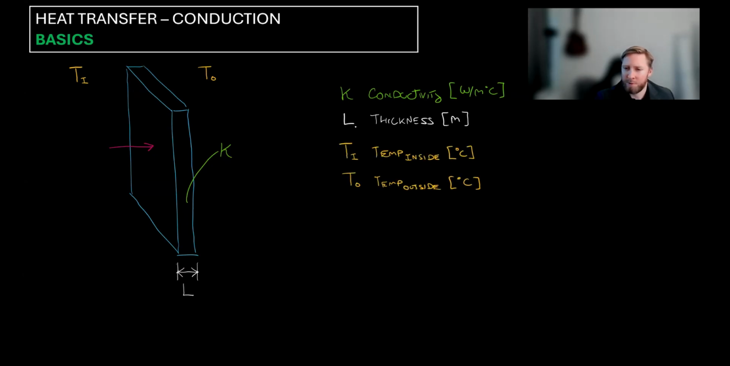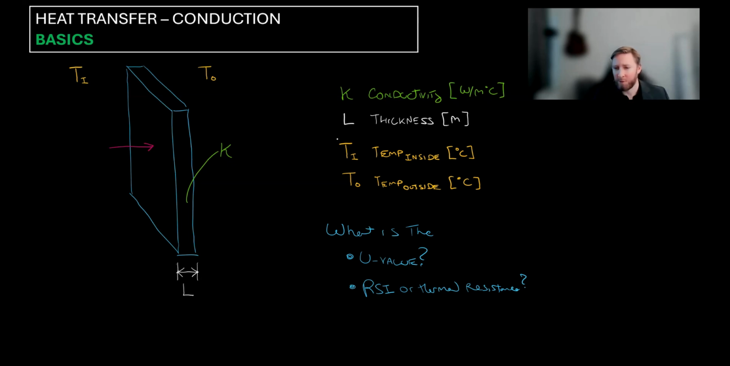Of course, we've got the temperature inside and the temperature outside. With these two, thermal conductivity and thickness, we can determine quite a few things. One, we can determine the U value, or the conductance, and we can determine the RSI, or the thermal resistance. We're going to take a look at a few examples of this.